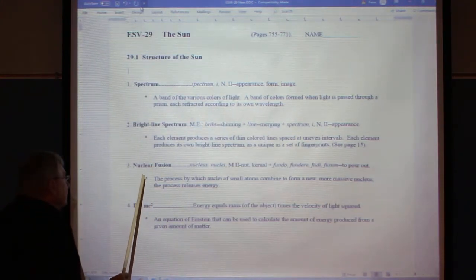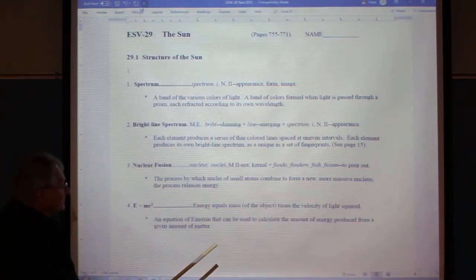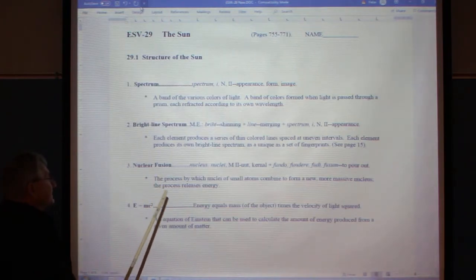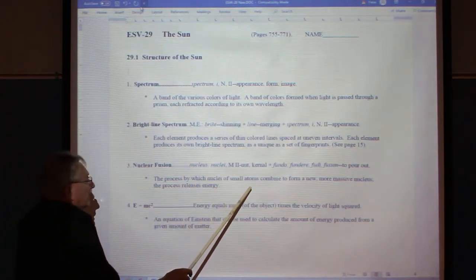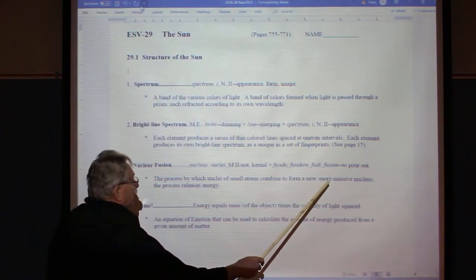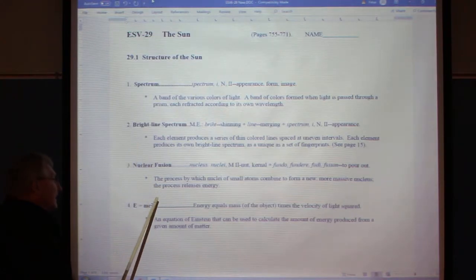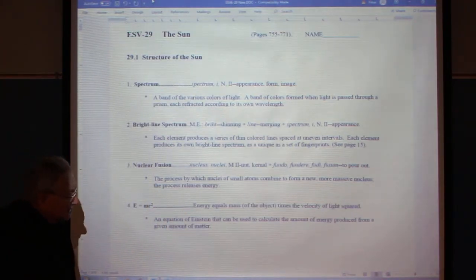We've already done nuclear fusion and nuclear fission. Fission is on Earth. We do that. And we want to do the nuclear fusion. We don't know how to do that. The process by which the nuclei of small atoms combine to form a new, more massive nucleus, and the process releases energy. And where does that happen? It happens on the sun. And we're trying to figure out how to do that, and then we might have more energy that is less polluting than our carbon-based energies.